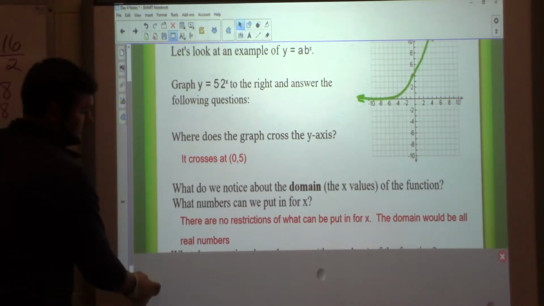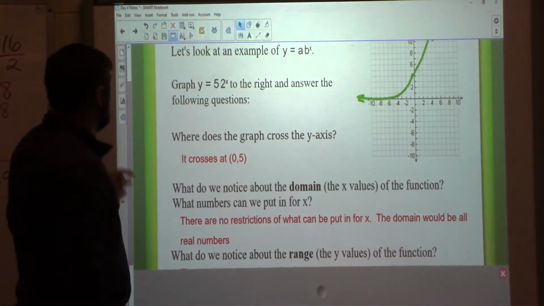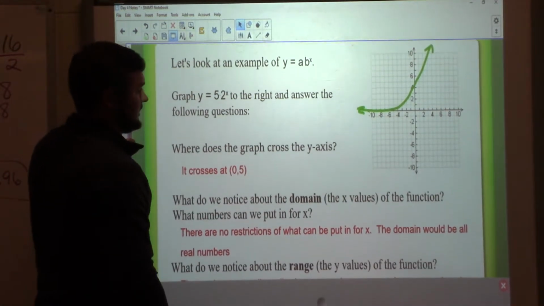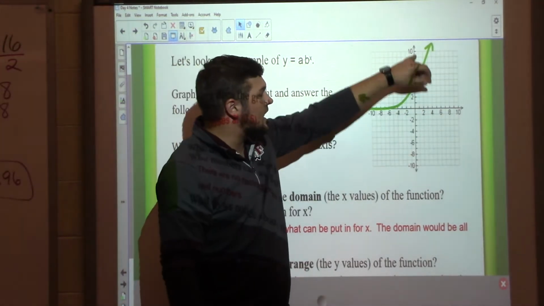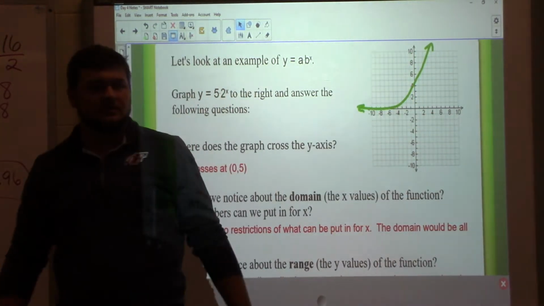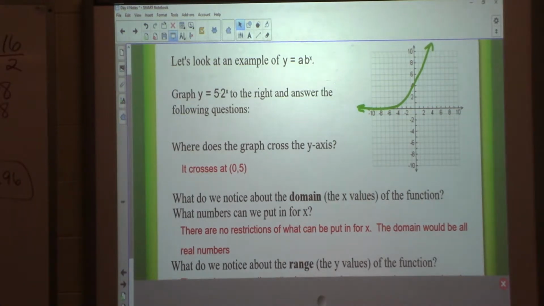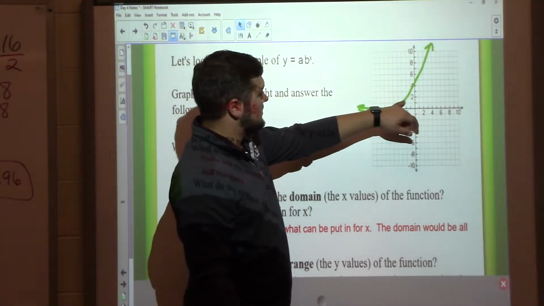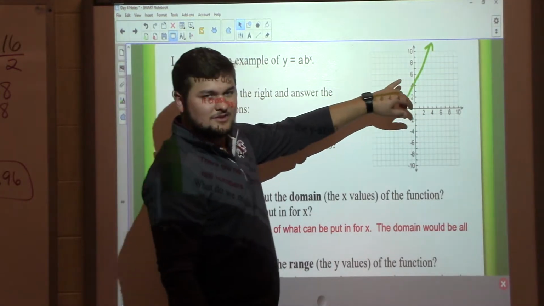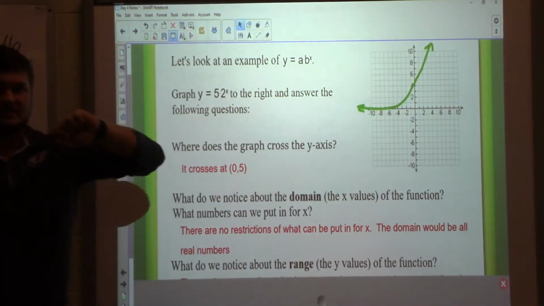What about the range, or the y values? If you look at this graph I just drew, and how we talked about before, are there any y values that we will never get to? What are they? 1, 2, 3, 4. Never at 1. Oh, they're right there. Are there any y values that we're not going to hit?